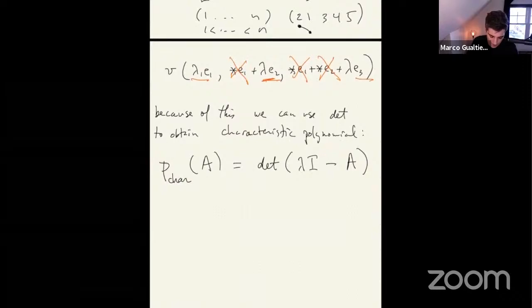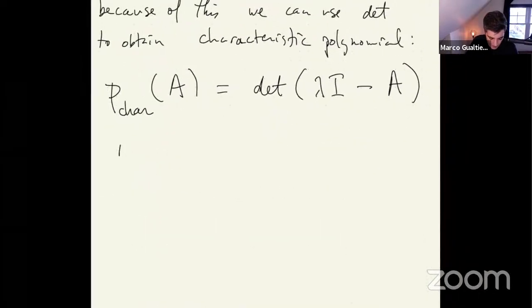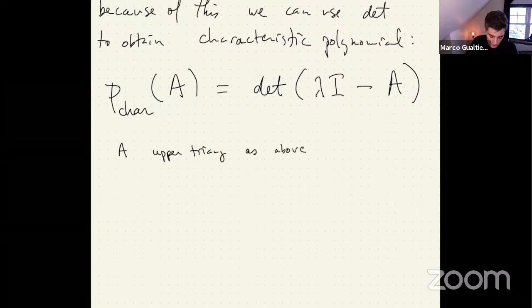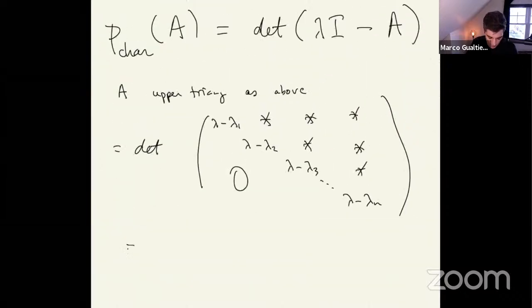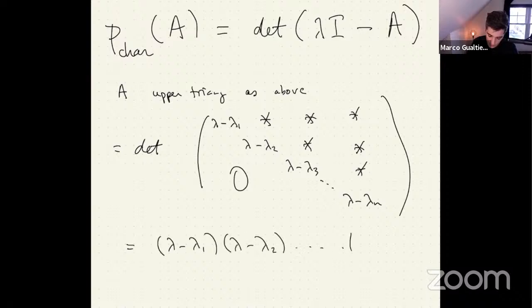So if I write this out, if A is upper triangular as above, then this is equal to the determinant of the matrix with lambda minus lambda 1, lambda minus lambda 2, lambda minus lambda 3, all the way to lambda minus lambda n on the diagonal, and stuff above and zeros beneath. And this will just be the product, lambda minus lambda 1, lambda minus lambda 2, through lambda minus lambda n.